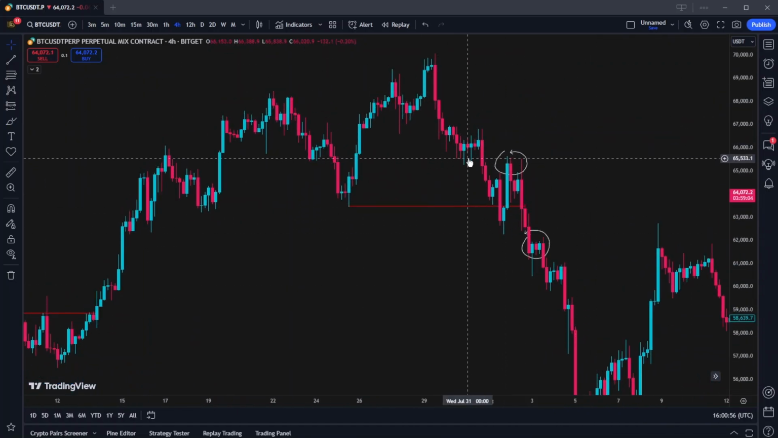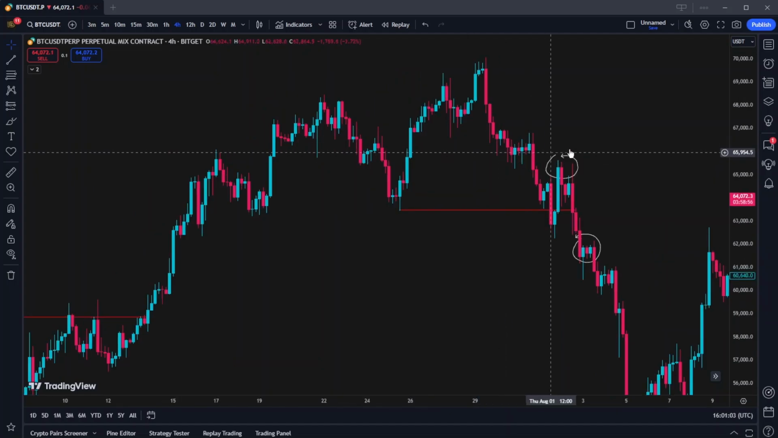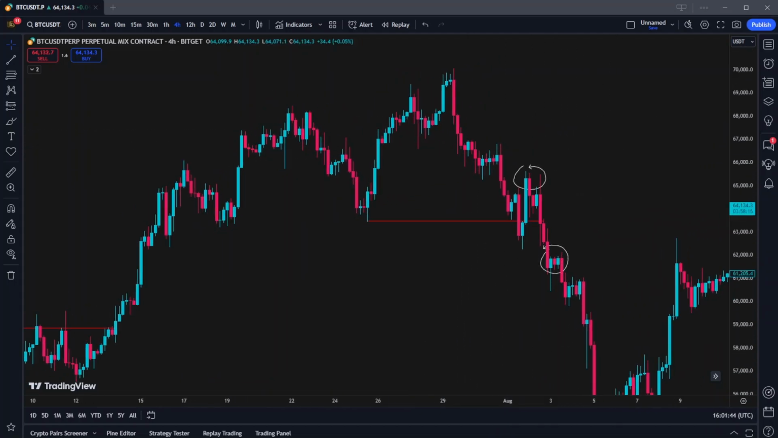Super easy concept to grasp. Again, if you didn't grasp a certain point, just rewind the video and it will be easier to understand. Now, a lot of traders will use a CHOCH, or change of character, as an early signal to prepare for possible changes in market direction.